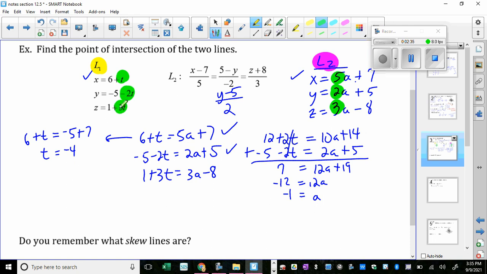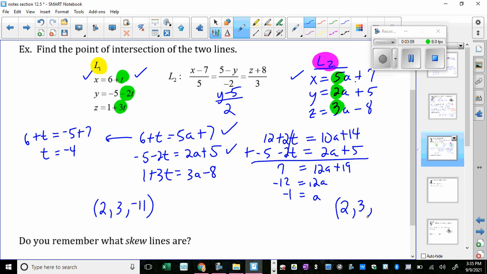All right, so let's try the plug-in. On line 1, I'm going to be using my t value. So t is negative 4, and in here that would produce 2. Negative 5 plus 8 is 3. And on the bottom, 1 plus negative 12, that would be negative 11. So I check and make sure. Over here, when I'm using a, on this one, 5a plus 7, so 5 times negative 1 plus 7 produces 2. Put a negative 1 in the y value, produces 3. And so that's supposed to match.